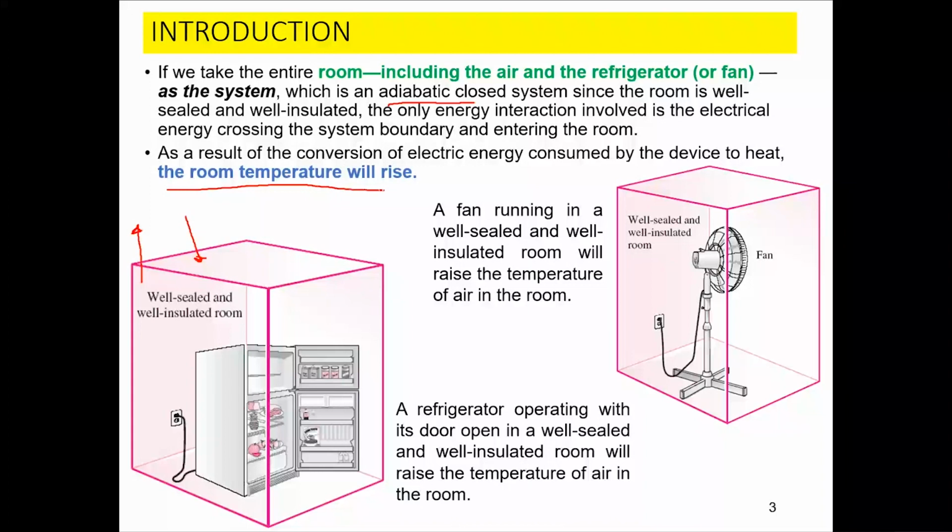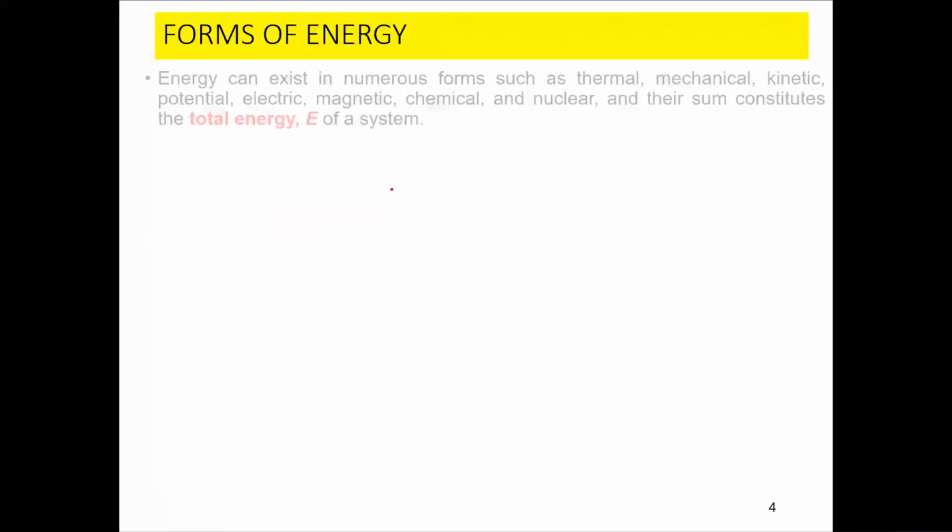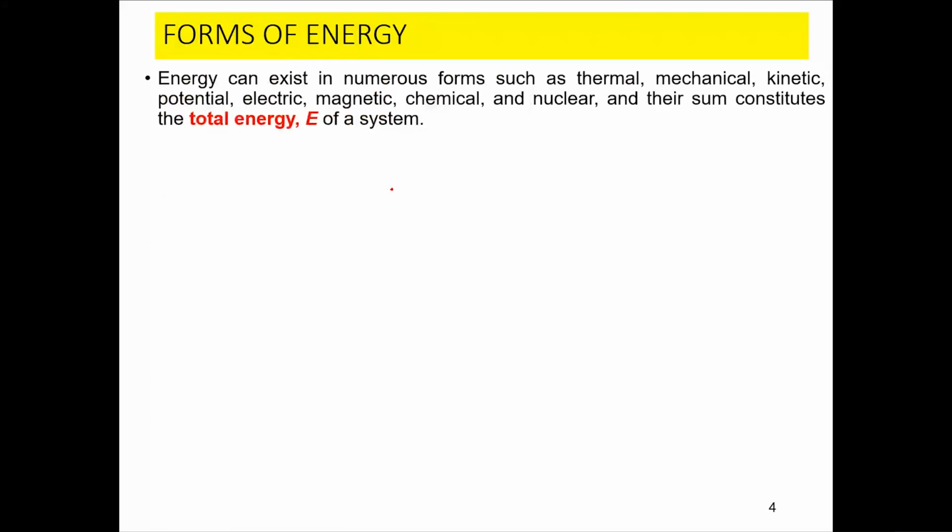Clear enough? All right. Moving on, looking into the forms of energy. The general description is that energy can be in various forms: mechanical, thermal, kinetic, potential, magnetic, chemical, nuclear. All these forms make up the total energy of the system. These are all the contributors towards the total energy of a system at a given state. Clear? And normally you are not interested in what the energy of your system is at a given state.